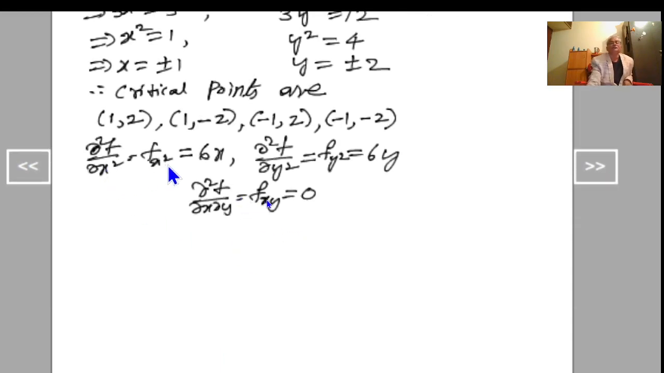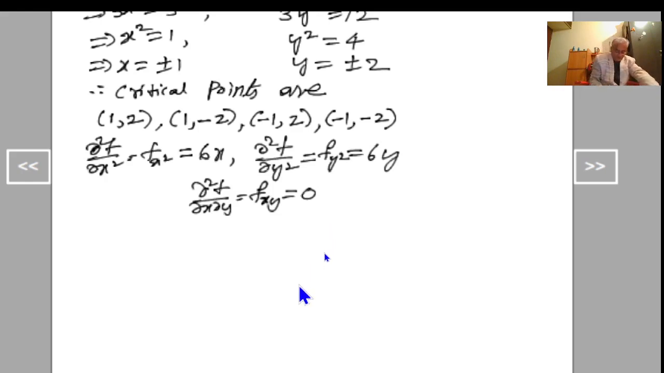Dou square f by dou x square is equal to fx square, which is 6x. Dou square f by dou y square is fy square, which is equal to 6y. Dou square f by dou x dou y is equal to 0. Now we go one by one.